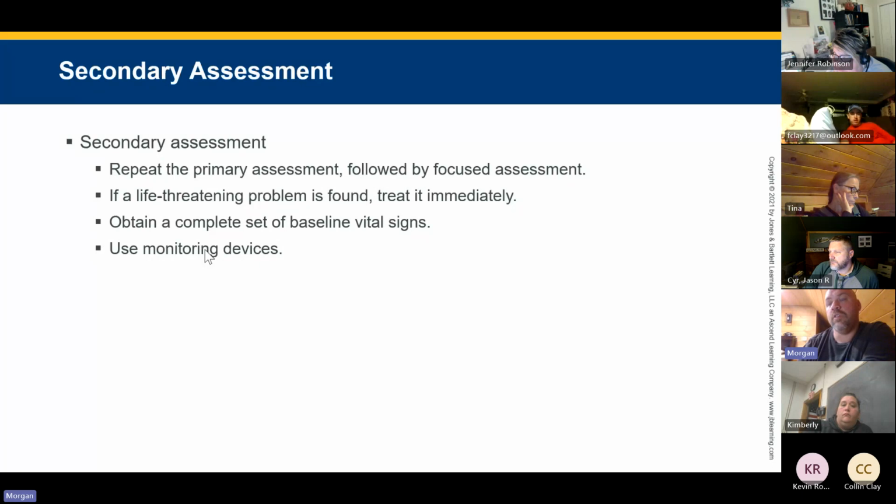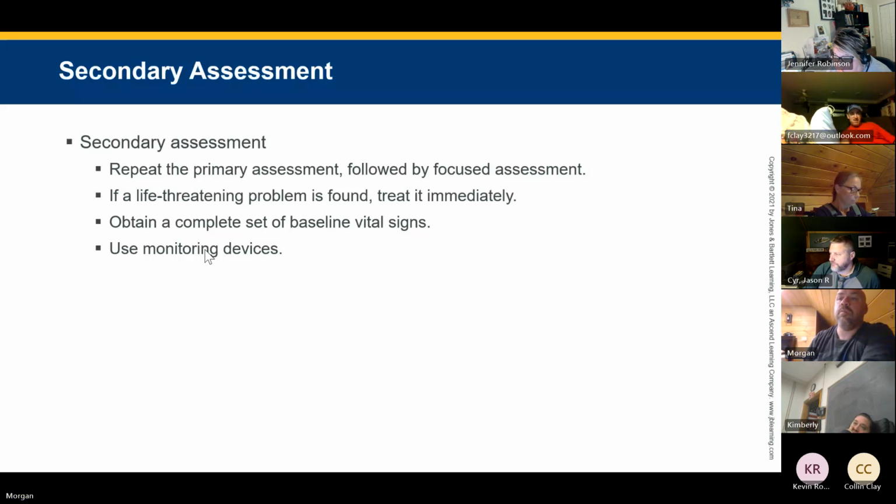So secondary assessment: repeat the primary assessment followed by a focused assessment. A focused assessment is like if they are alert and oriented, and they say I bumped my arm and it really hurts, and there's nothing else wrong with them really. That's a focused assessment. Then you focus on that arm.